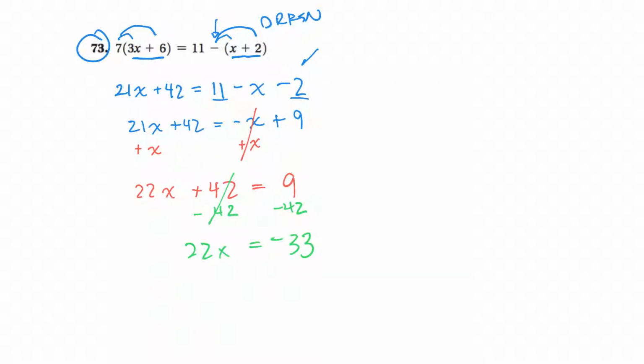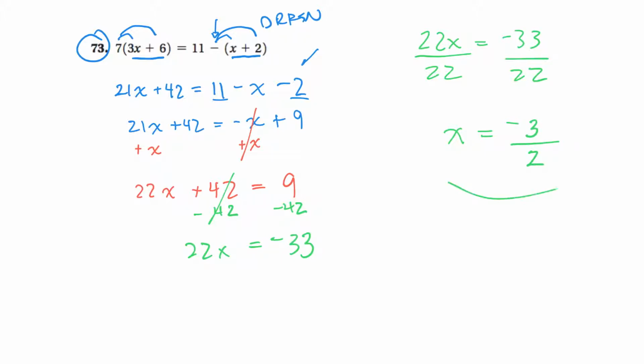Now we'll divide both sides by 22. So I'll have 22x equals negative 33. Divide by 22, divide by 22. So I'll get x is equal to negative, and then 33 divided by 22, I think I can simplify that. I think 11 goes into both of those. So 33 divided by 11 is 3, 22 divided by 11 is 2. Okay, so that's how you'd solve that question with brackets.